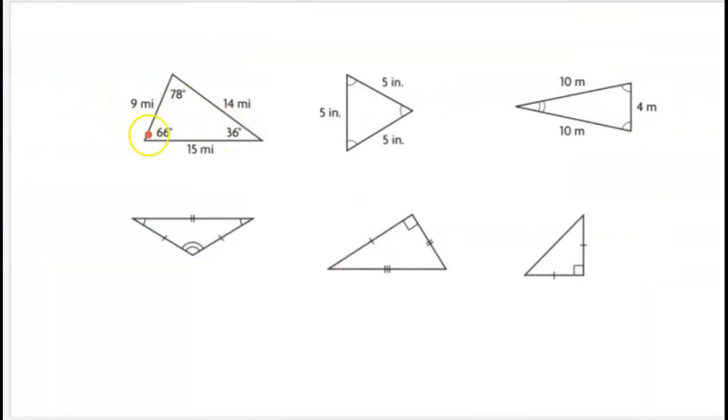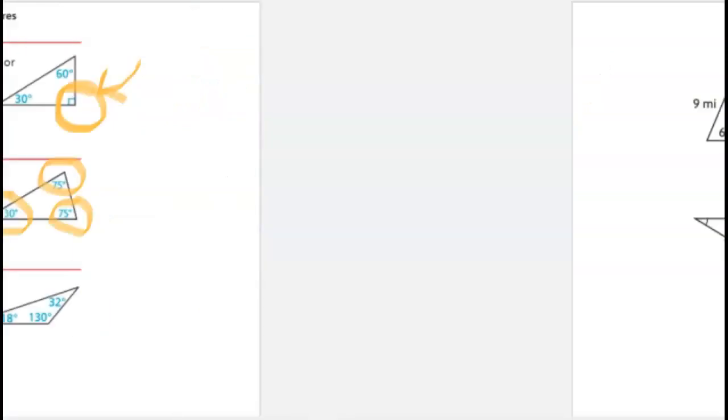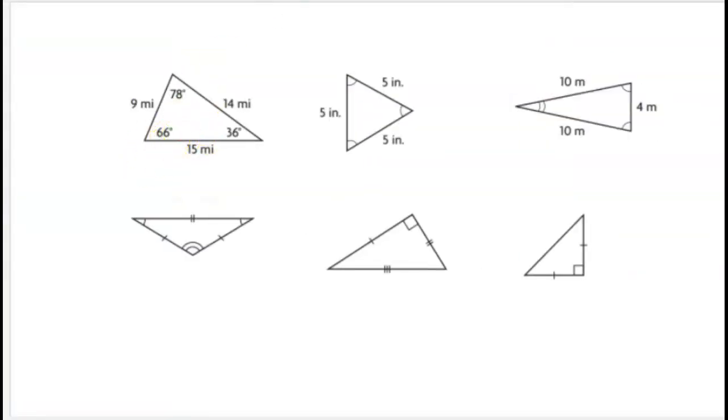So what that means for us is that we can give a triangle two names. Because we can classify a triangle two ways, a triangle gets two names. I like to think of it as a first name and a last name, just like us. So if we look at these triangles, let's name this first one together.